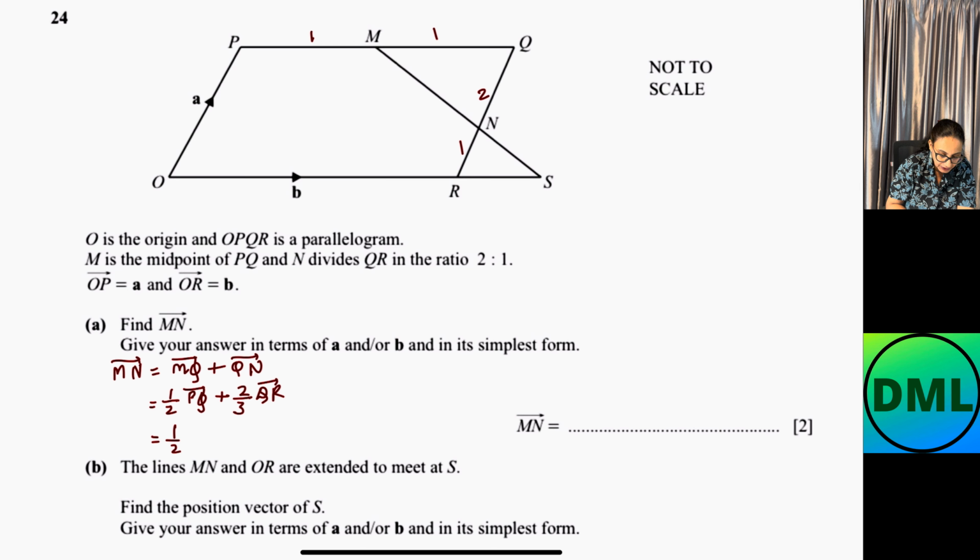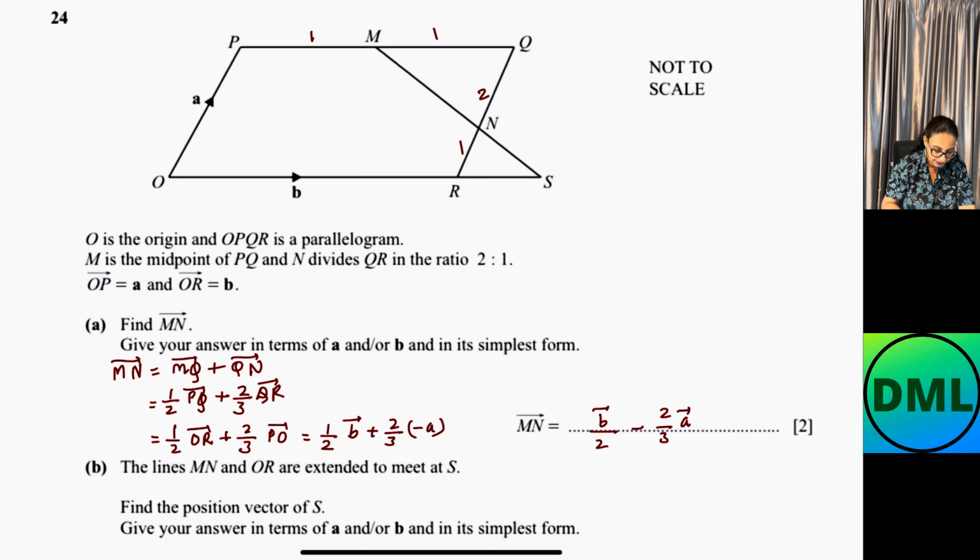Let's write down the value here. Half PQ is same as OR vector plus 2/3 QR vector, which is same as PO vector. Let's write down here PO vector. This will be equal to half OR vector, which is half of vector B, plus 2/3 of PO vector, which is minus A. So my answer is vector B over 2 minus 2/3 A. That will be my answer.